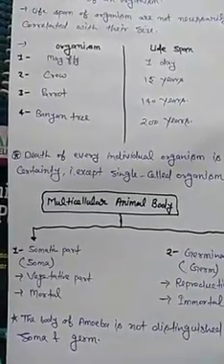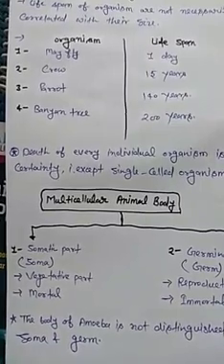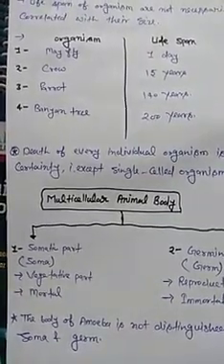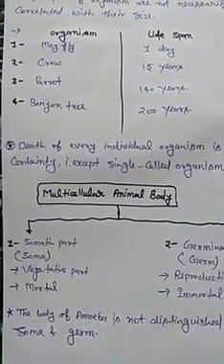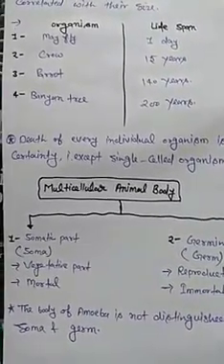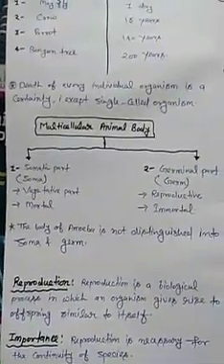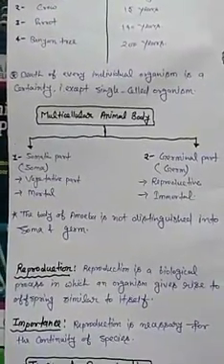For example, the size of parrot and crow are approximately the same, but the lifespan is different. And the size of mango tree and peepal tree are approximately the same, but lifespan may be different. The death of every individual organism is certain except single-celled organisms.